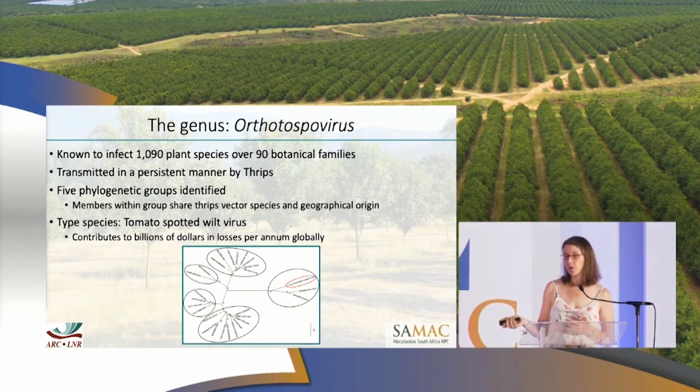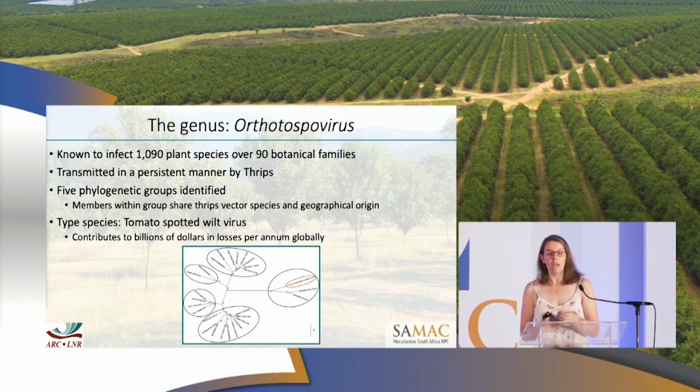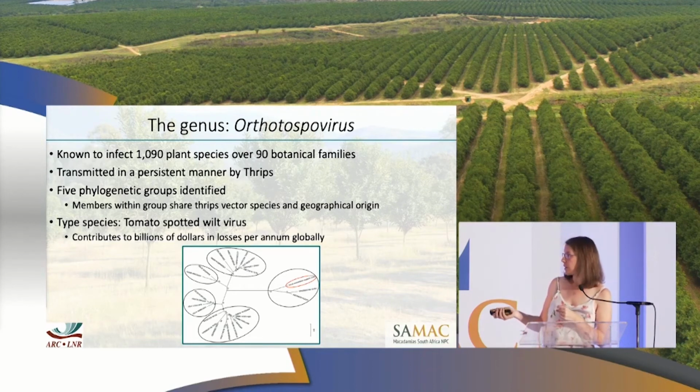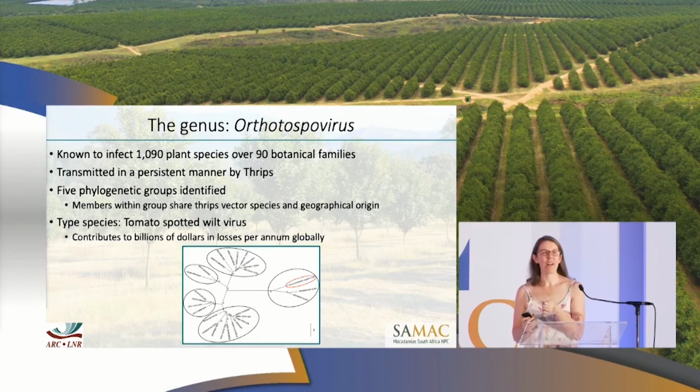And now with the first virus within the orthotospovirus being described from Africa, ours is also quite unique in that regard. But one thing that these 2 viruses do have in common is that they are vectored by Scirtothrips. I really apologize if I'm pronouncing that incorrectly, dorsalis.